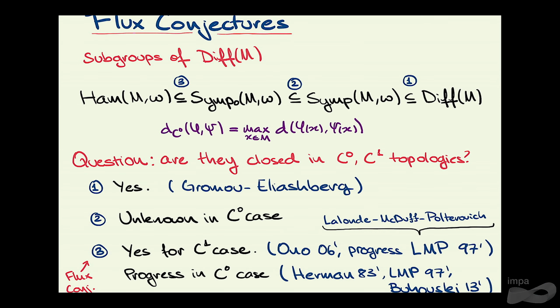And well, in 83, Armand proved it for symplectic tori. And after that, in the same paper as in the C1 case, Lalonde, McDuff, and Polterovich had a little bit of progress there. And then the state-of-the-art result is by Buhovsky. And before I go into what they did, I have to go into some definitions.